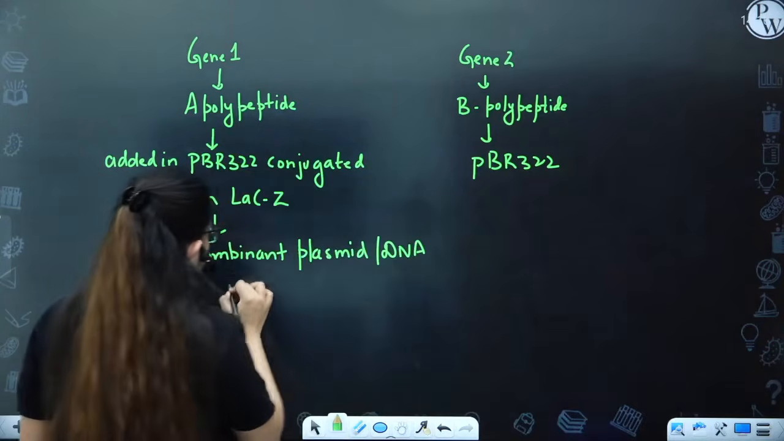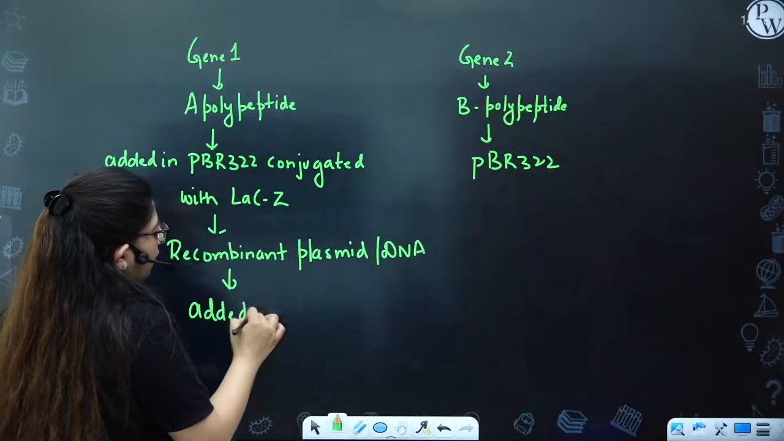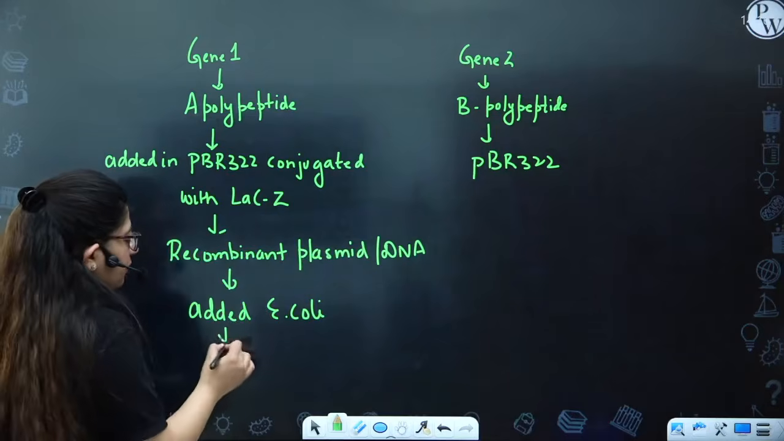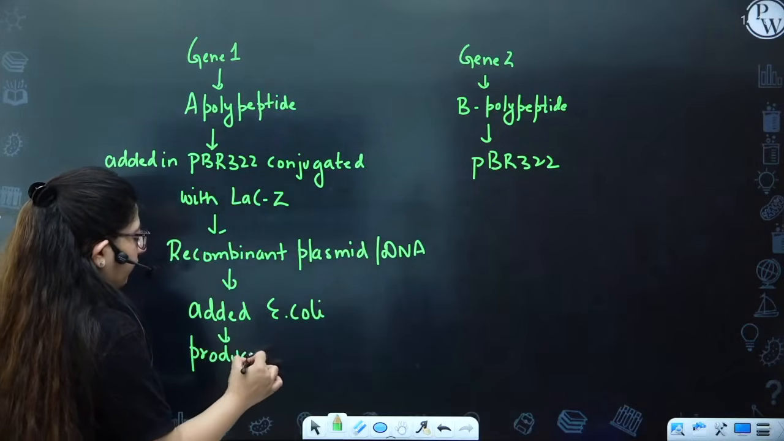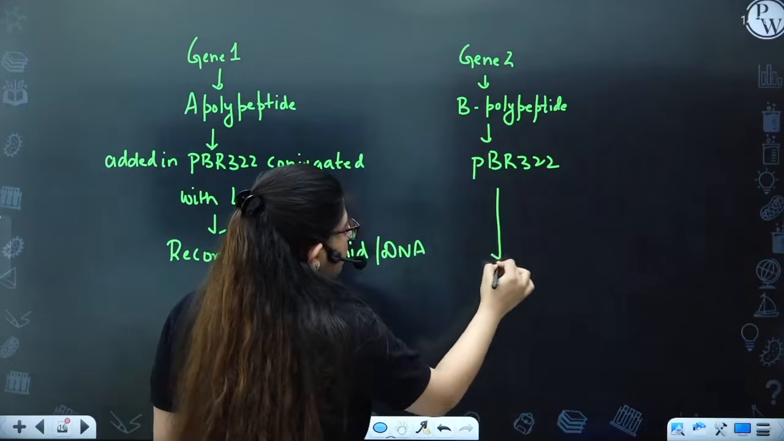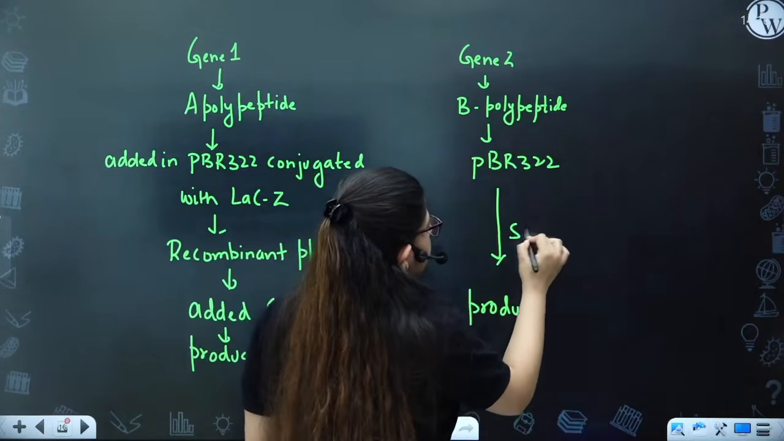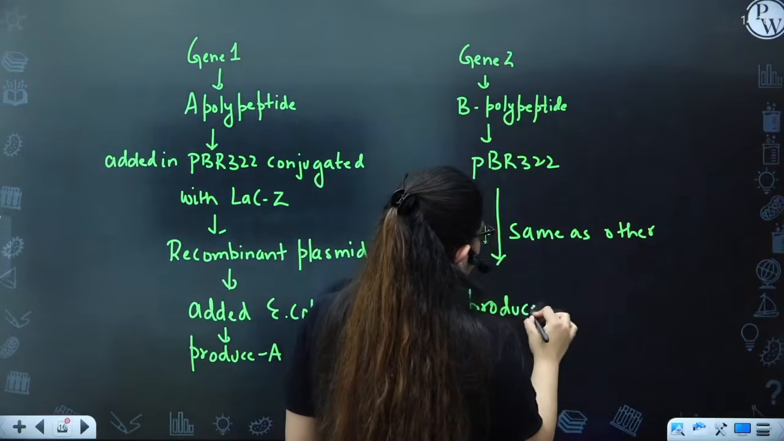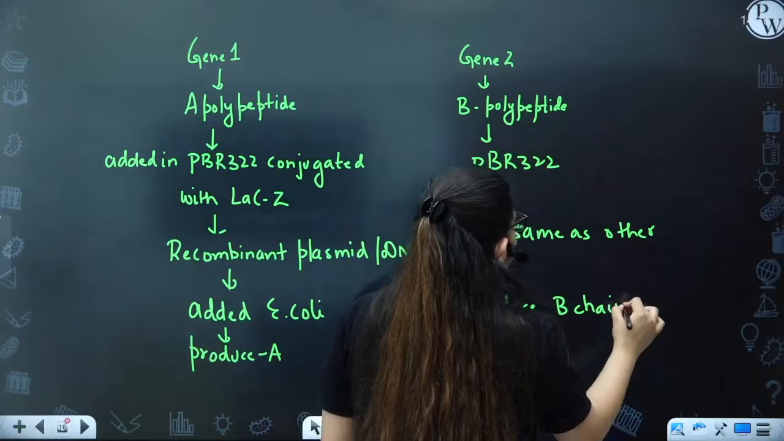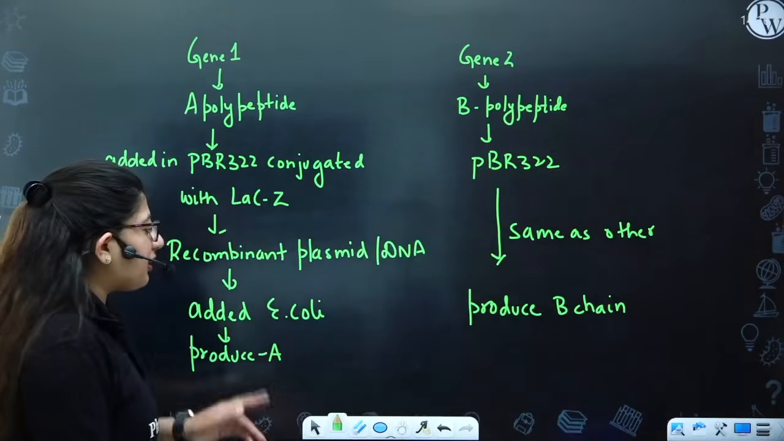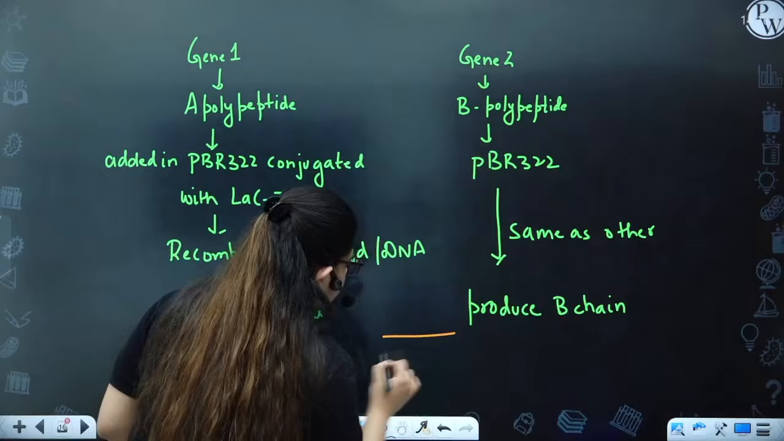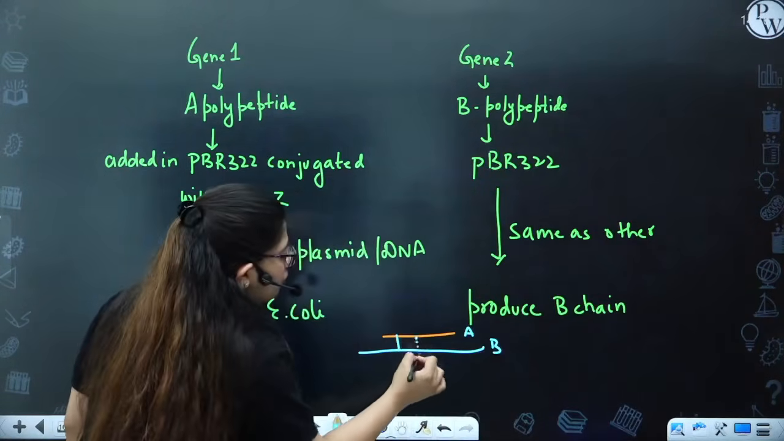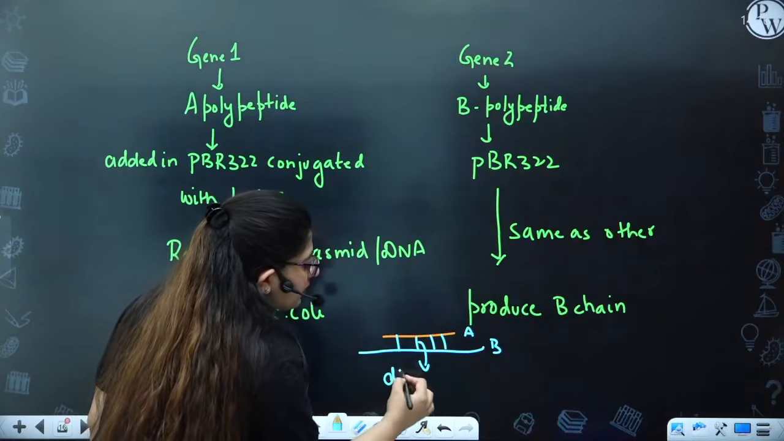Now you added it in E. coli. After the transformation, it is added in E. coli. Now this E. coli will produce the A chain. Same steps here, and here it will produce the B chain. Now what we did later on, we combined these two chains, A and B. This is the A chain and this is the B chain. Let them join. And here the bonding is a disulfide bond.